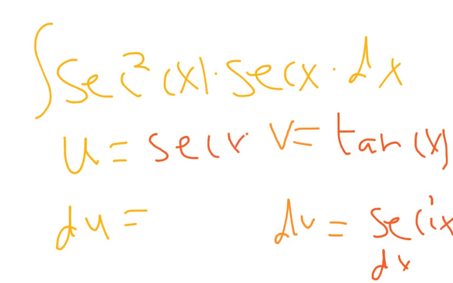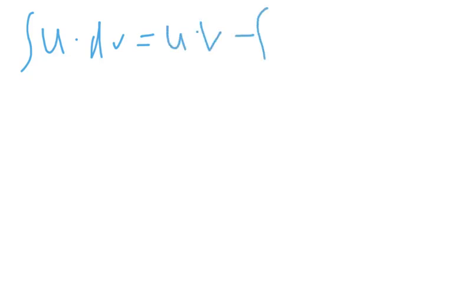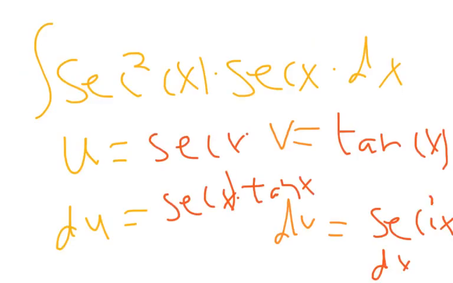Very well. And then the derivative of this expression will be secant of x times tangent of x. And then you are good to start with the integration by parts. So just as a reminder, don't forget that the integration by parts works as follows. The integral of u dv, which is what we are trying to find, equals uv minus the integral of v du.